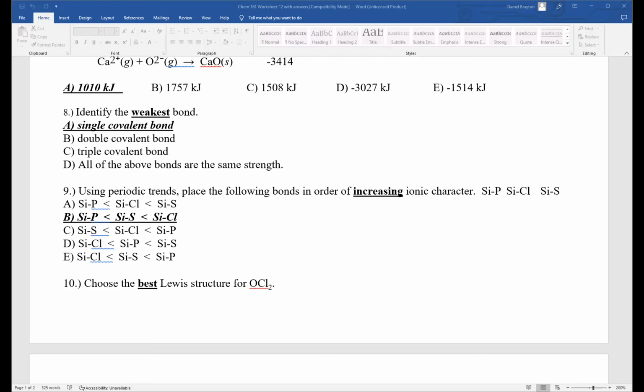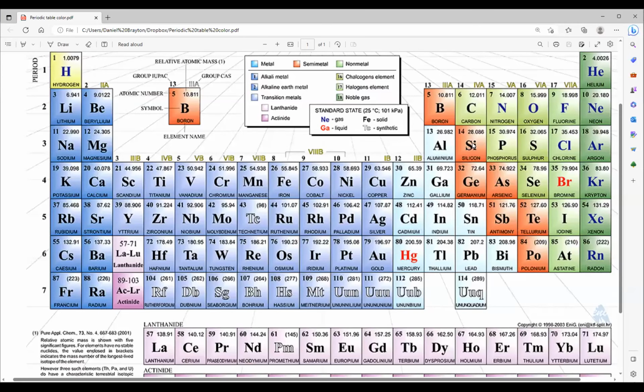These are all in the same period of the periodic table, from phosphorus over. So right here's phosphorus, and there's silicon, right? The Si-P, the Si-S, the Si-Cl bond is basically what you're comparing. Well, silicon is a metalloid, so it and anything further to the left obviously has more metallic character. Thus, you have less metallic character as you go to the right.